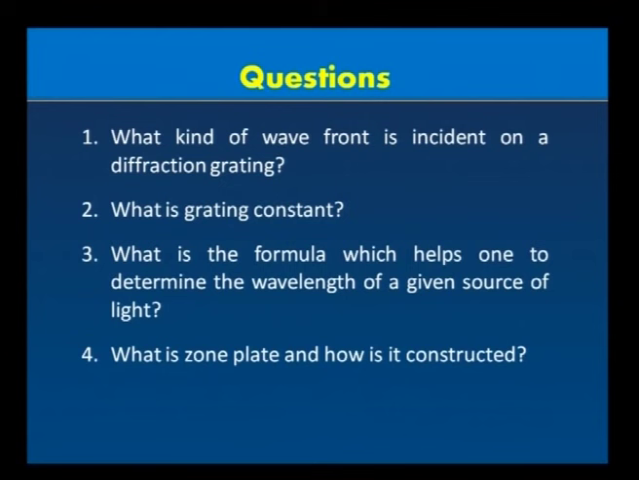The questions are, what kind of wavefront is incident on a diffraction grating? What is grating constant? What is the formula which helps one to determine the wavelength of a given source of light? What is zone plate? How is it constructed? With this we come to the end of this lecture, and in the lectures to come we will see more about the zone plate and the connection between zone plate and a convex lens and other things as found in the syllabus.